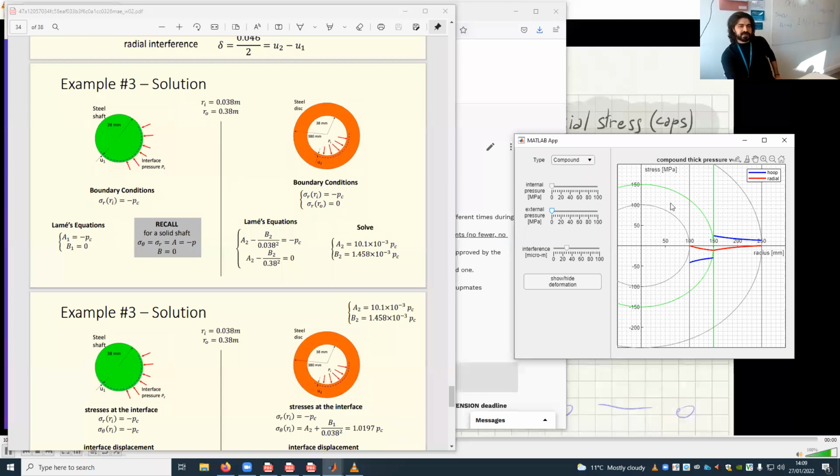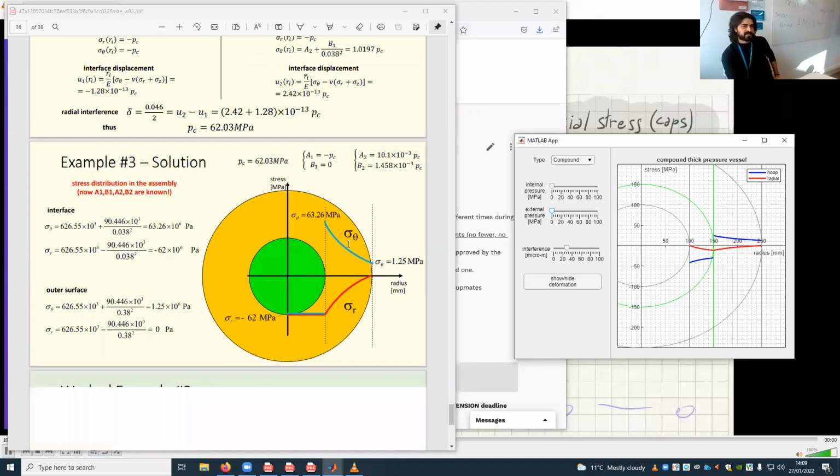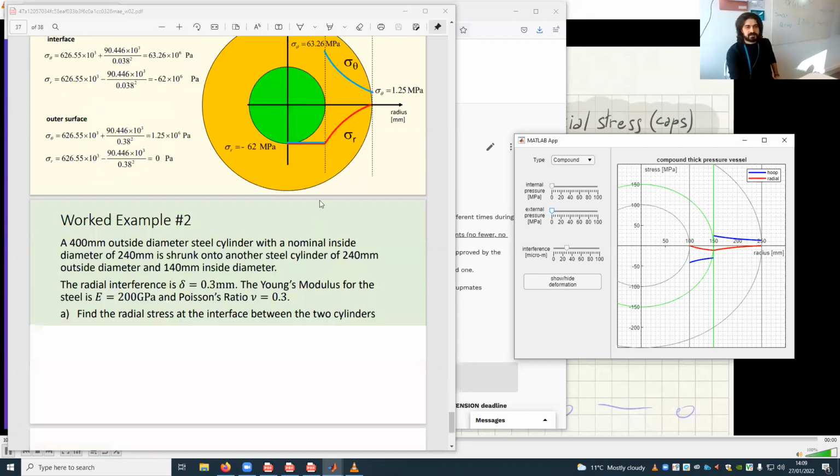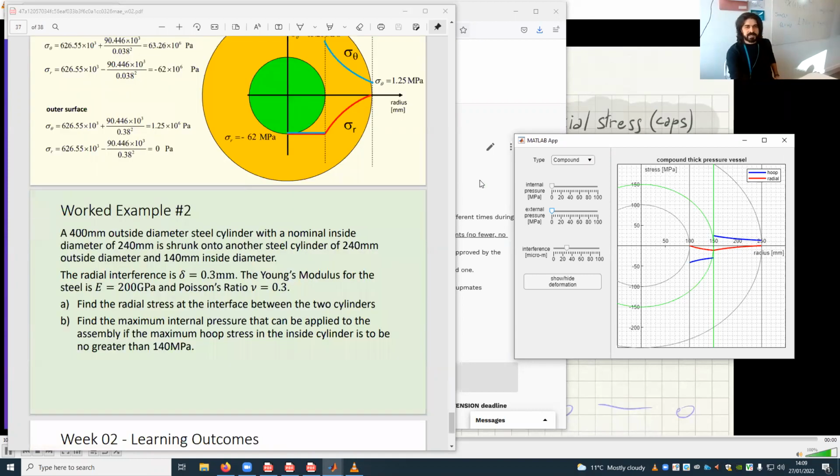And then the inner layer feels compressive hoop stress, and the outer layer, of course, feels tensile hoop stress, because the contact interface is an external pressure for the inner layer and an internal pressure for the outer layer. That's how it works. So you can study this independently, individually. There are many ways, but you can always resort to the Lamé equations anyway. You find your A's and B's.